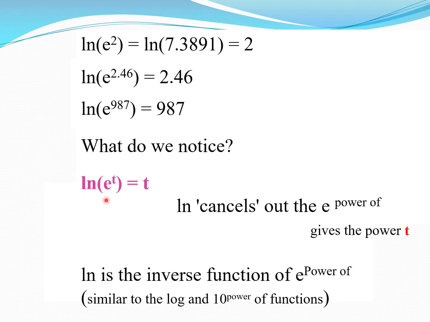Basically, if we take any power of t, the ln of e to the power of t is equal to t. So effectively, the ln cancels out the e to the power of function, or the ln is the inverse function of e to the power of. So this was similar to what we said in the log to the base 10 and 10 to the power of. They're inverses of each other. So the ln will tend to cancel out the e and just give you back the power of t.